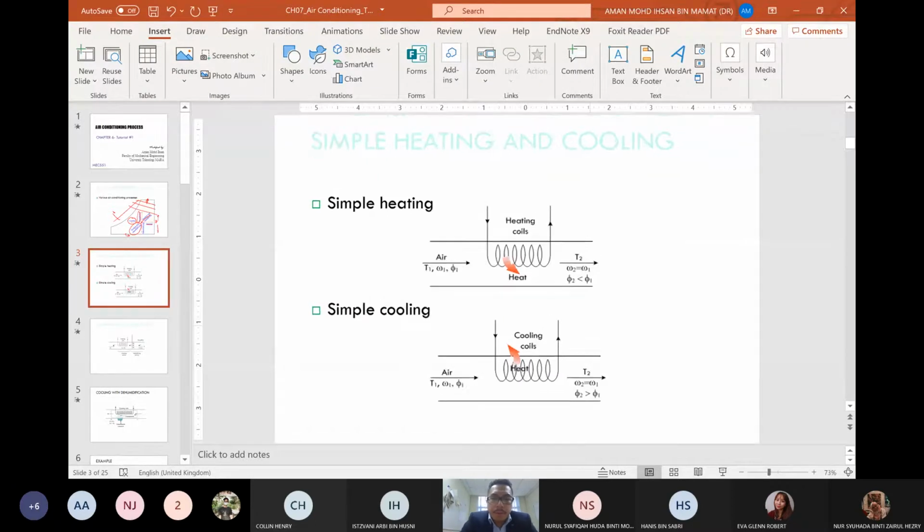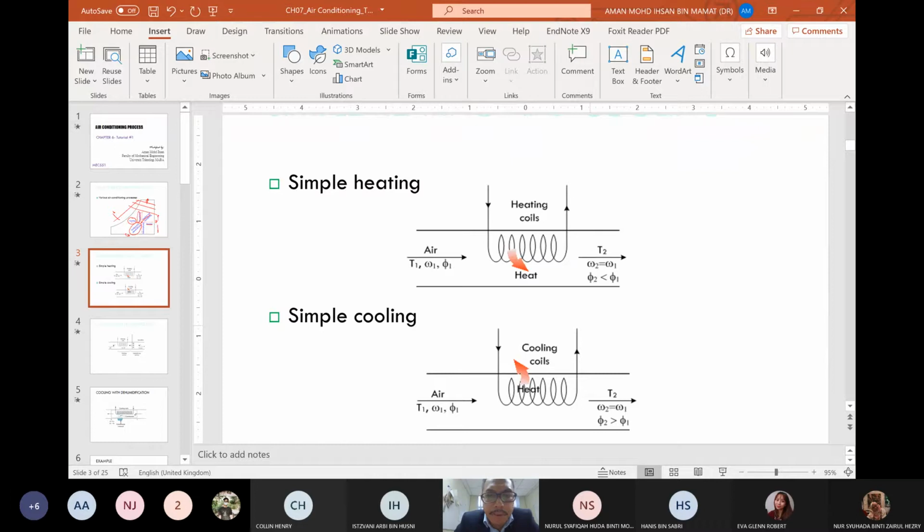Okay. So when you have here the simple heating, as you can see, the temperature will increase from T1 to T2, but the specific humidity will remain. However, the relative humidity changes. So when the temperature increases, the relative humidity will decrease.